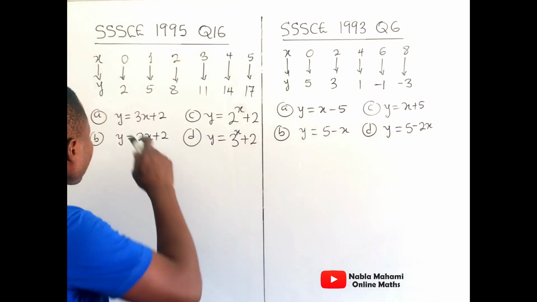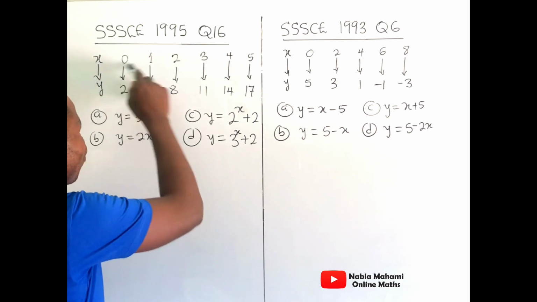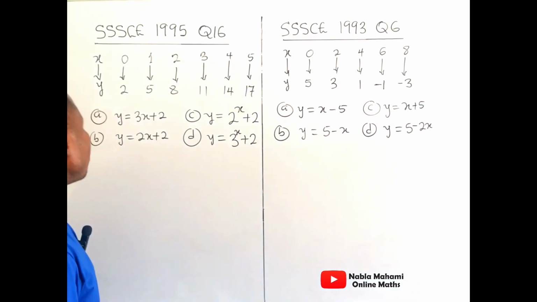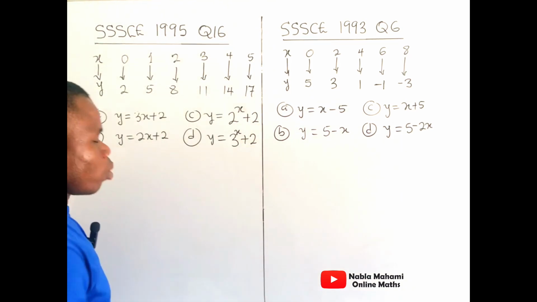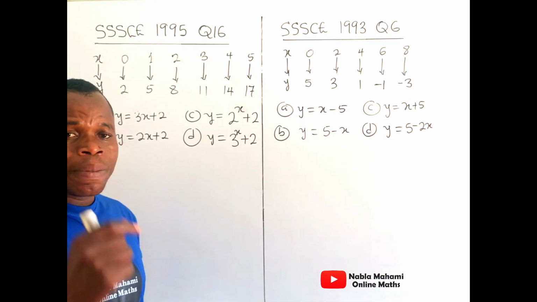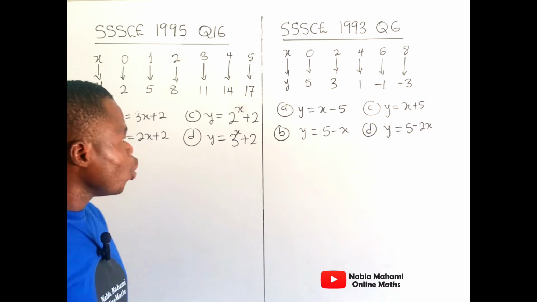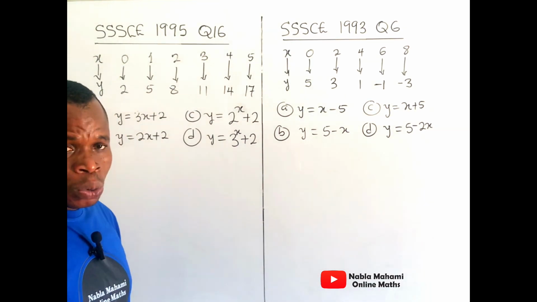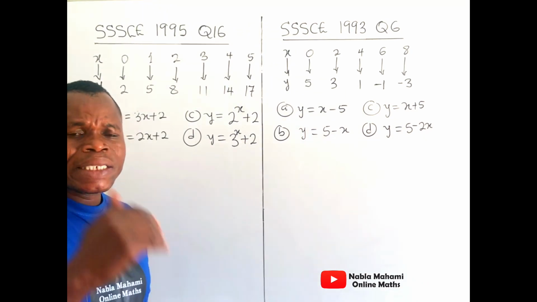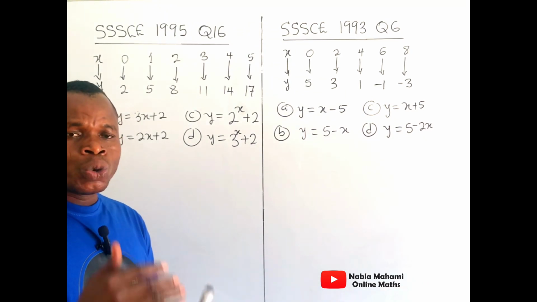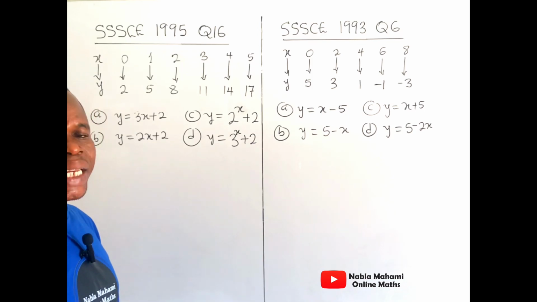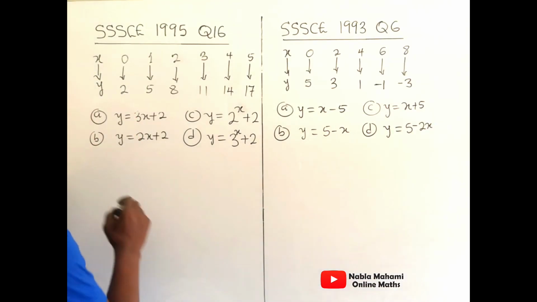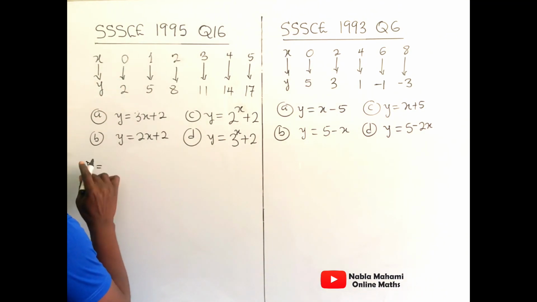So now, if you take this particular mapping, the top values, that is the x values, we call them the domain values. Then the bottom ones, that is the y values, we call them the codomain values. So if you are to find the rule for this particular mapping, look at what you do. First, find the difference of the domain values by taking the right value minus the left value.